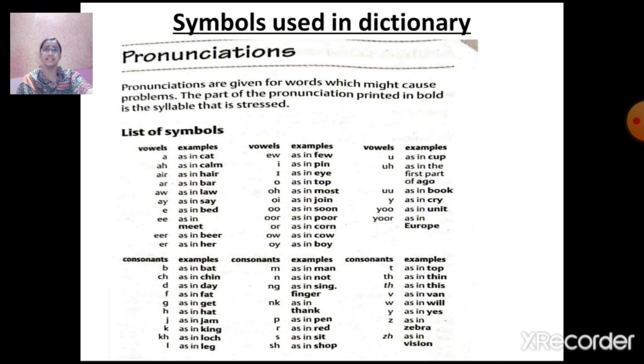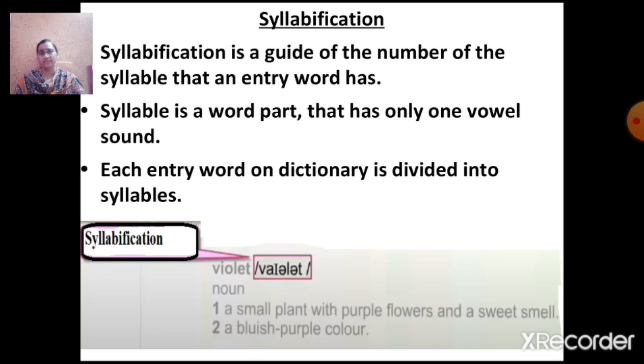Now, let us understand what is syllabification. A dictionary provides a syllabification guide of the number of syllables that an entry word has. It provides a division of each word into syllables using hyphens. A syllable is a word part that has only one vowel sound. Each entry word in the dictionary is divided into syllables. For example, the word violet has 3 syllables.